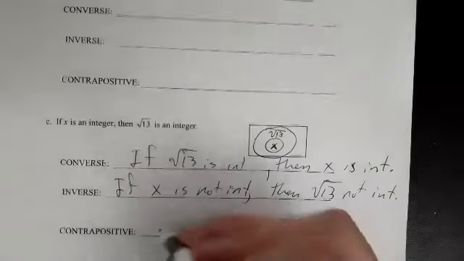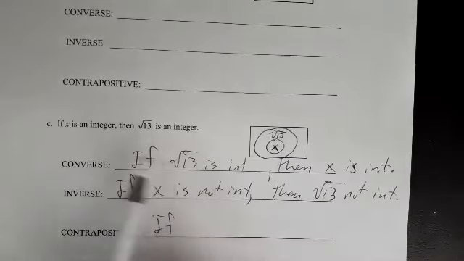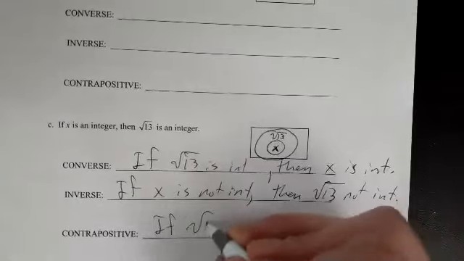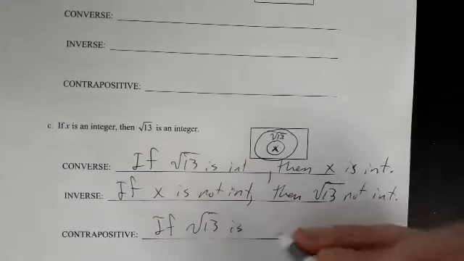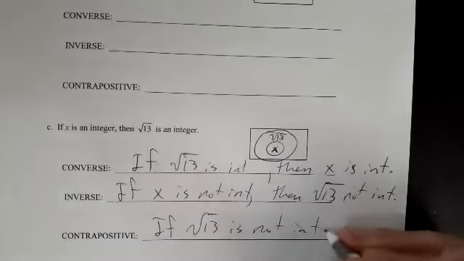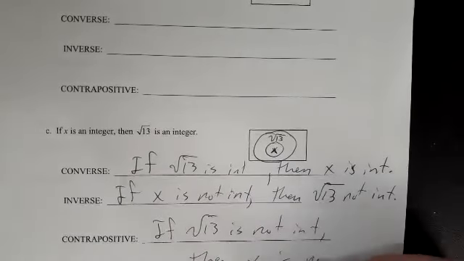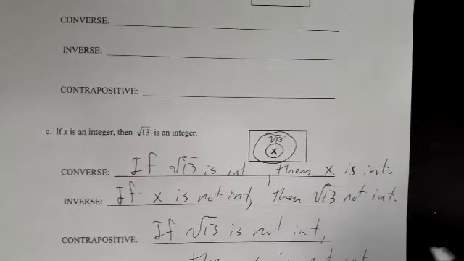So if not this, so if square root of 13 is not an integer, then x is not an integer.